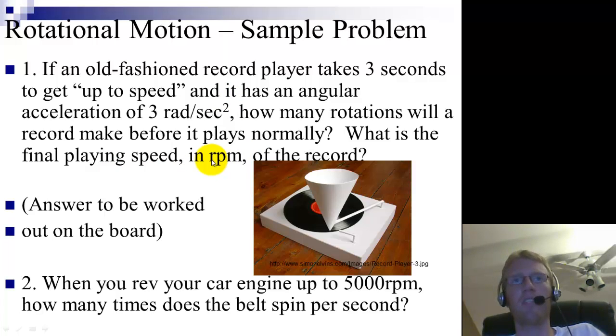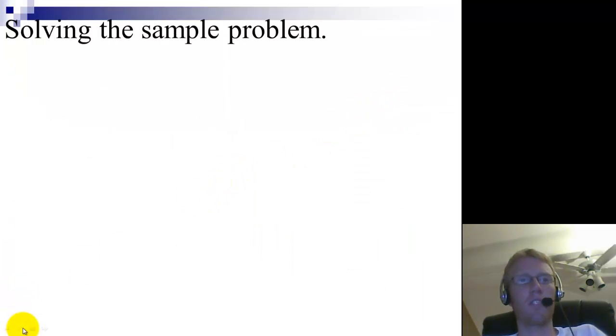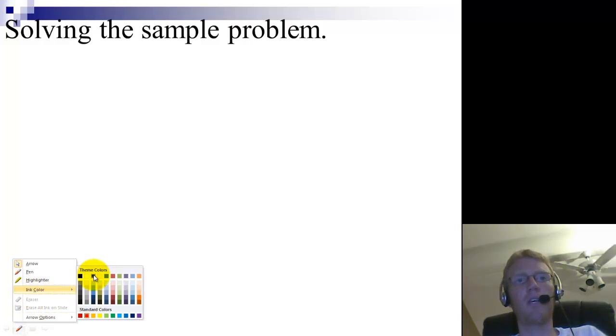So let's see, what does it give us? The acceleration is 3 radians per second squared. The time is 3 seconds, and the initial velocity is 0. Okay, so I've got some space to work this out. Let me bring up my little pen.